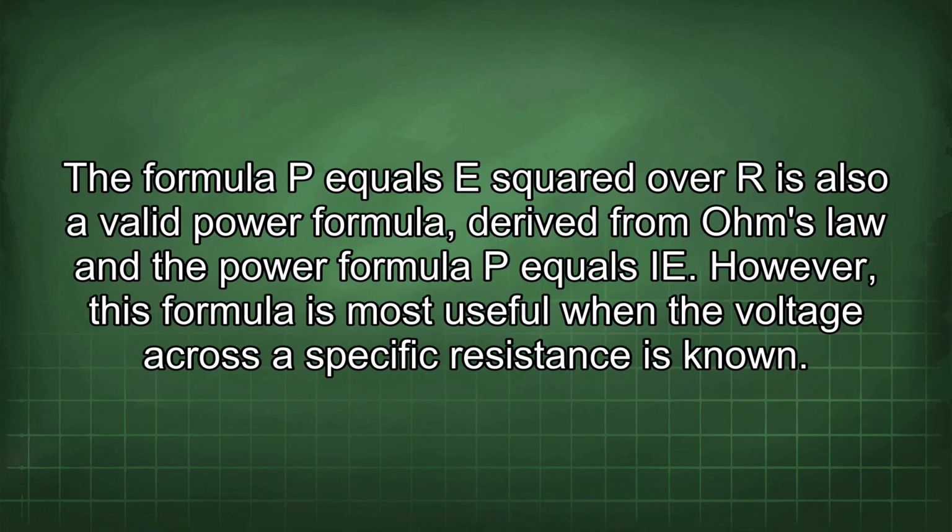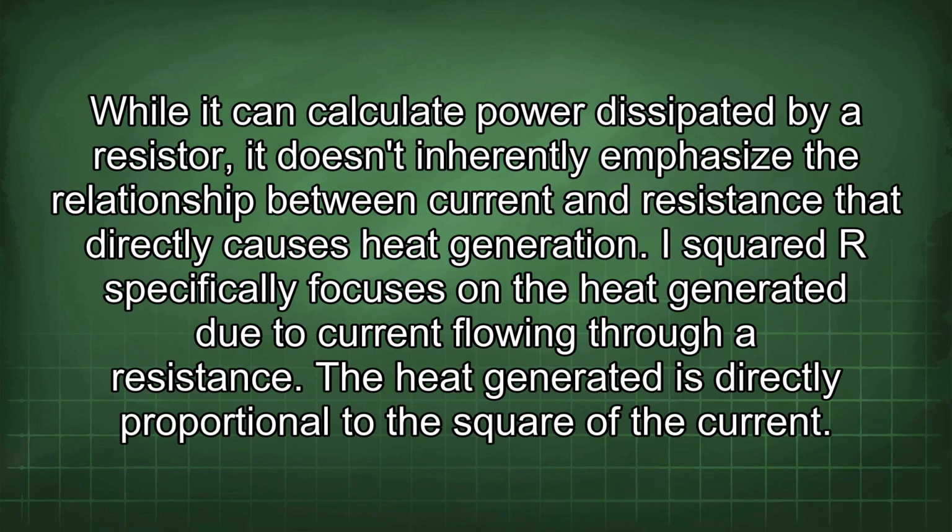The formula P equals E squared over R is also a valid power formula, derived from Ohm's law and the power formula P equals I times E. However, this formula is most useful when the voltage across a specific resistance is known. While it can calculate power dissipated by a resistor, it doesn't inherently emphasize the relationship between current and resistance that directly causes heat generation. I squared R specifically focuses on the heat generated due to current flowing through a resistance.